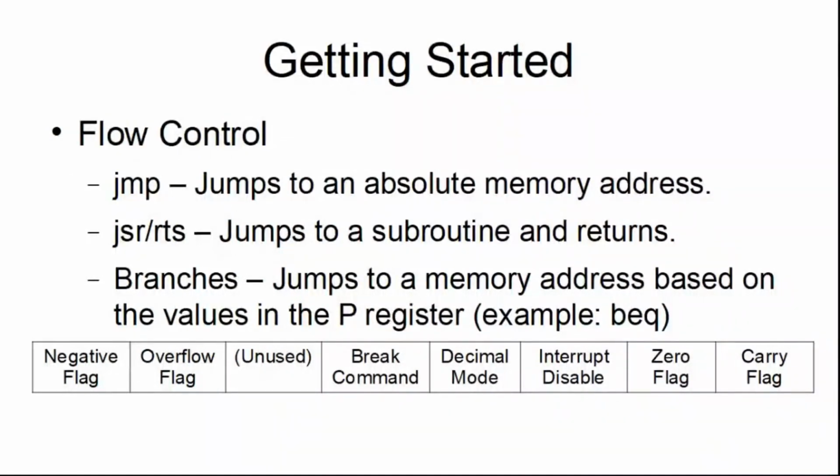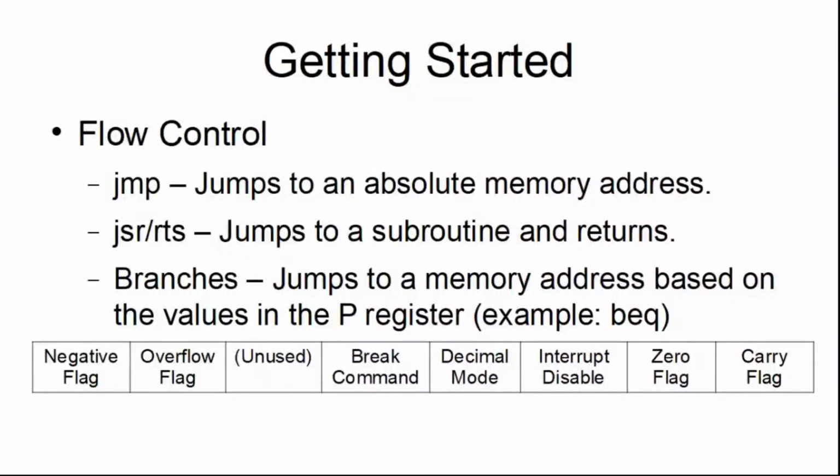We also have another pair called JSR and RTS, which stand for jump to subroutine and return from subroutine. This is similar to jump, but instead the CPU will store the address of the next instruction after the JSR call, so that when you jump to a specific spot of code, it allows you to jump back to where you were before. This allows you to create what's known as subroutines, which are blocks of code that can be called multiple times in different parts of your program. We're going to show some examples of that later on.